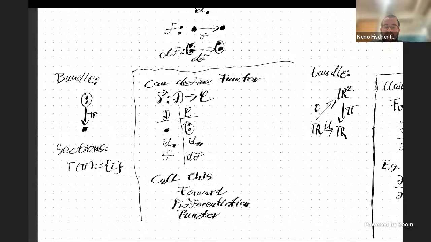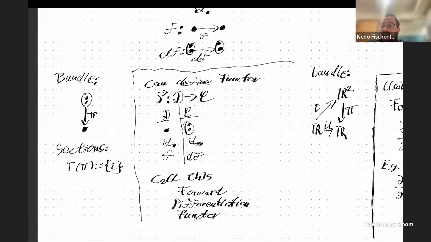And this particular construction, so this kind of functor in this setting where we have this category and this bundle, I'm going to call the forward differentiation functor. And okay, that might be a little weird. How do we get to differentiation? We haven't talked about derivatives at all. There's no continuous structure.